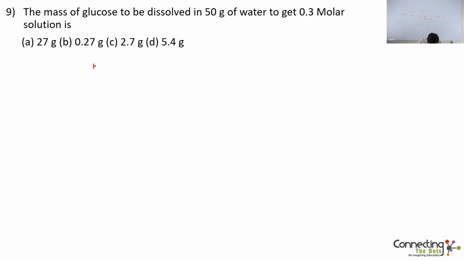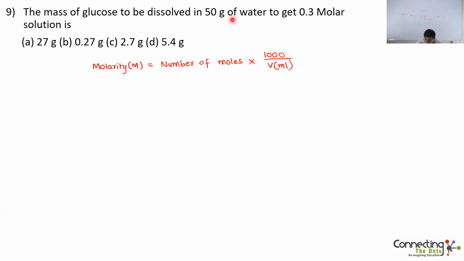So we know the formula. Molarity M is equal to number of moles multiplied by 1000 by V in ml, or cm3, whatever. So molarity is given to us, which is 0.3, and we can find the number of moles of glucose. And the volume of the solvent, whatever, so it is 50 gram.